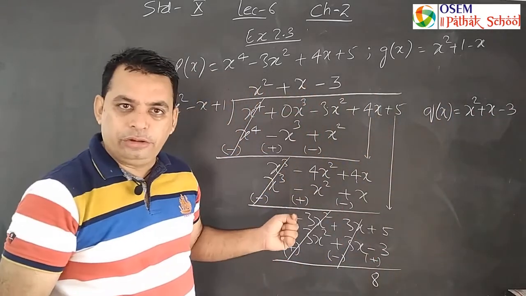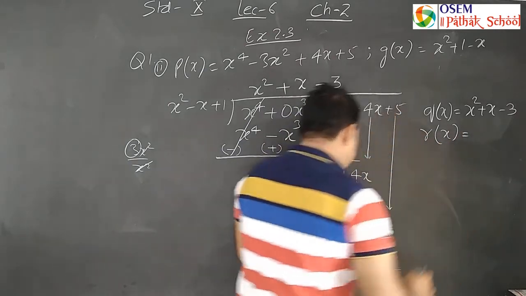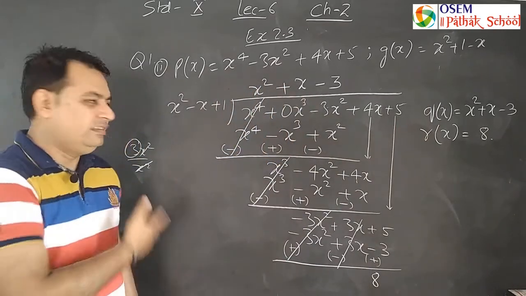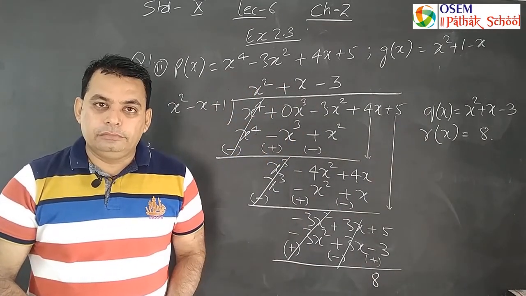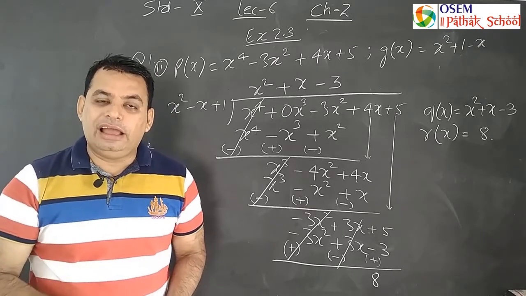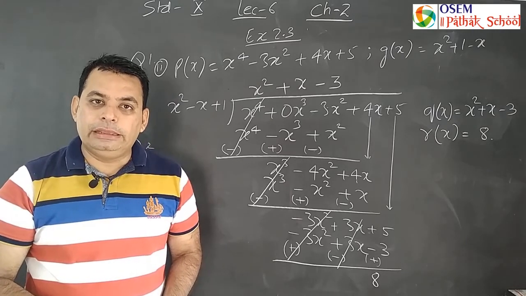This is the quotient part. And what have you got? The remainder is 8. See students, this is the way to get the division result. In exercise 2.3, question number 1 is like that only. I have done the two sums. Hope you have understood the topic very clearly.